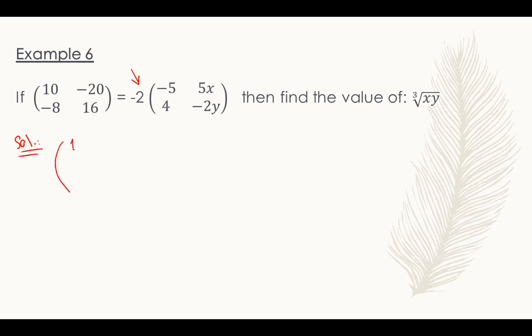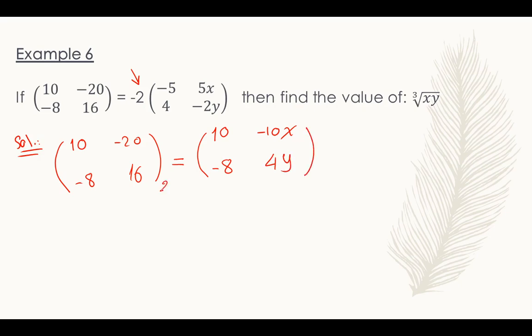Here the first matrix is 10, negative 20, negative 8, and 16. Now we are going to multiply negative 2 by all the elements of the matrix. So negative 2 times negative 5 will be 10. Negative 2 times 5x will be negative 10x. Negative 2 times 4 equals negative 8. Negative 2 times negative 2y will be 4y.